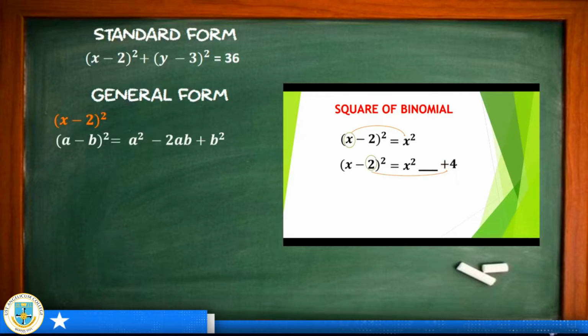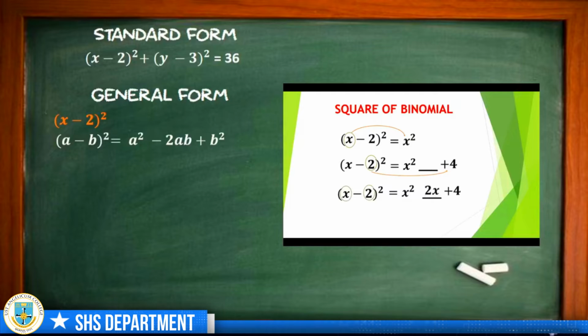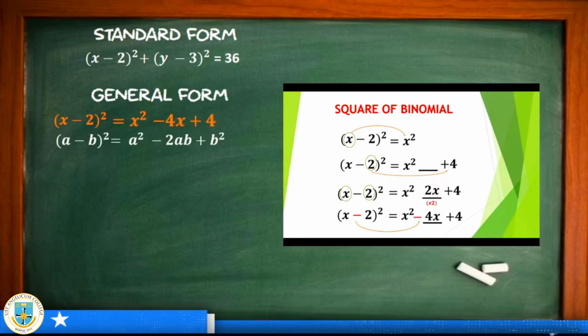Then we get the product of the two terms. So 2 times x is 2x. Then double that product. So 2x times 2, we have 4x. Then we copy the sign of our given since that is minus. So that will be the sign of the middle term. So we have x squared minus 4x plus 4.